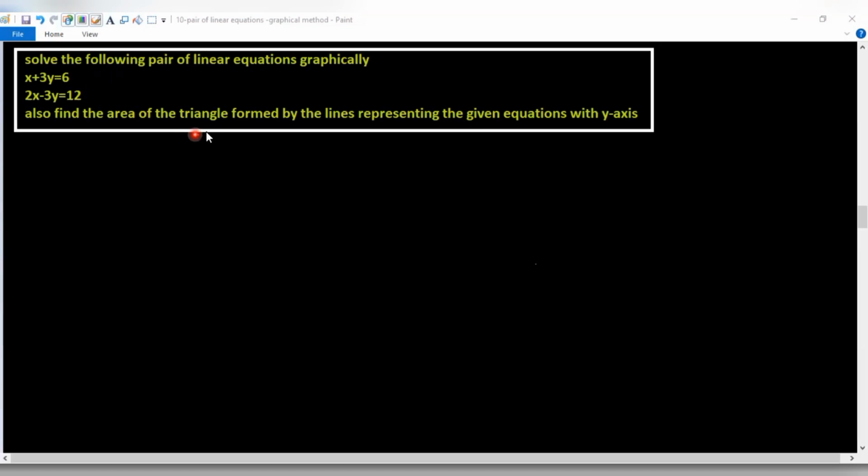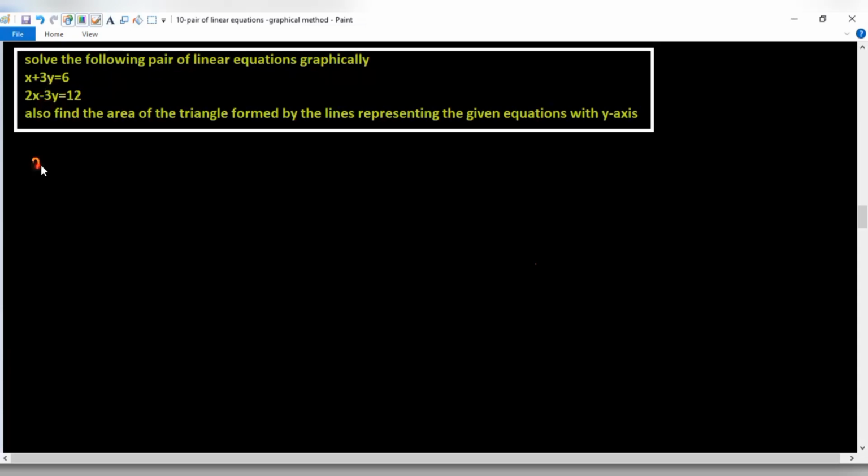This is the last question in this video. Solve the following pair of linear equations graphically. Also find the area of the triangle formed by the lines representing the given equations with the y-axis. Okay. So first we have to plot these two lines.